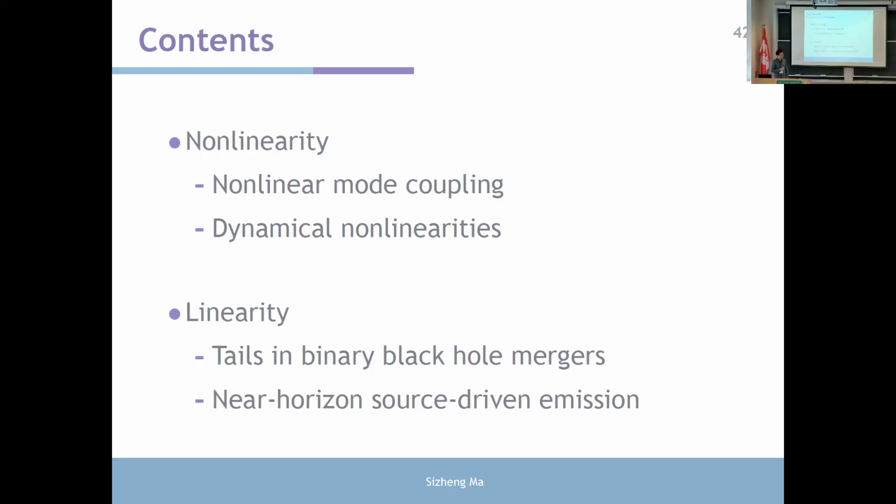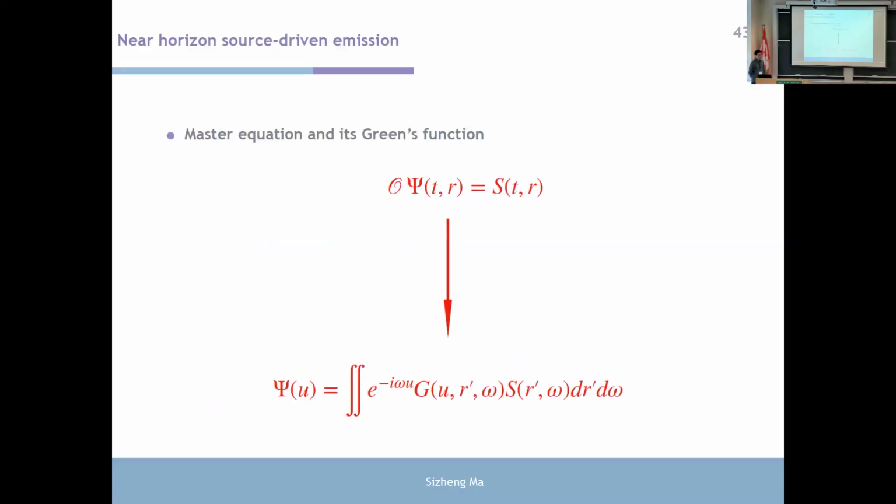Okay, so the final part is about the near horizon source-driven emission. As I have mentioned a few times, the black hole dynamics are governed by the Teukolsky equation with a source term. A useful approach to obtain this solution is to use the Green function method. So the total solution is given by the Green function convolved with the source term.